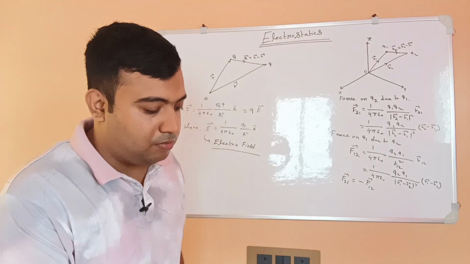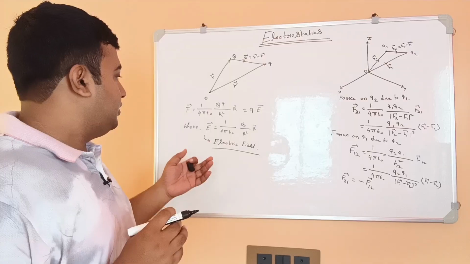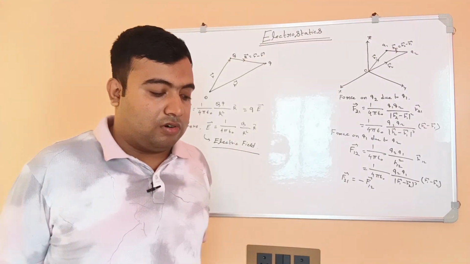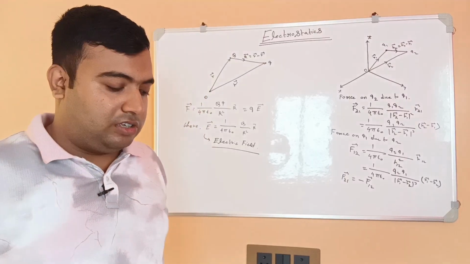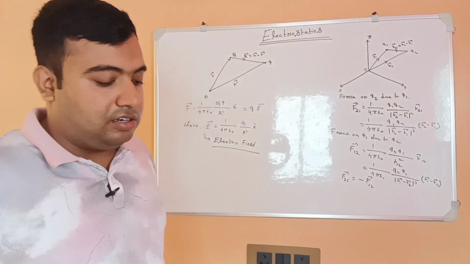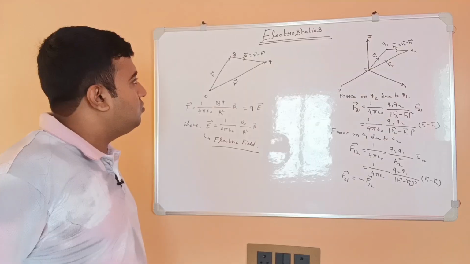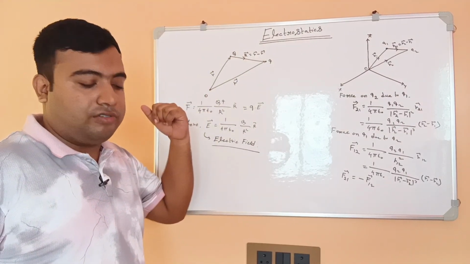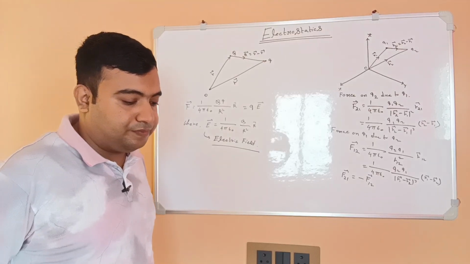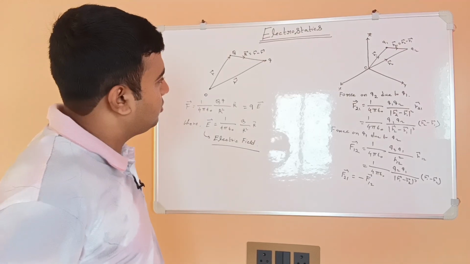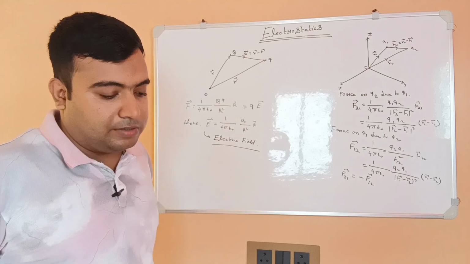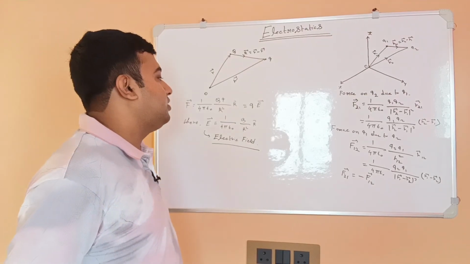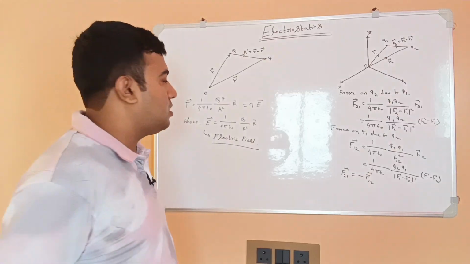So the force F on small q due to the capital Q is considered as arising in two steps. The charge Q sets up an electric field around it, and when a test charge small q is placed without disturbing the position of the source charge, it feels a force. That force is given by Coulomb's law.